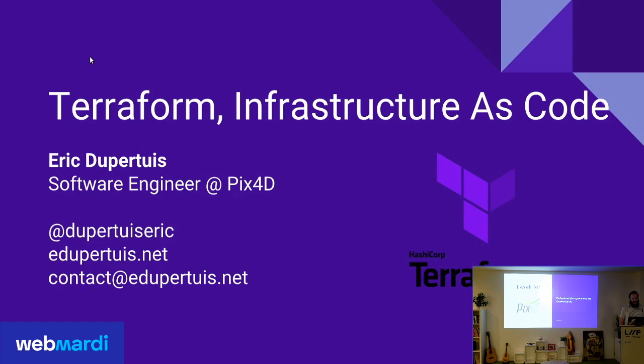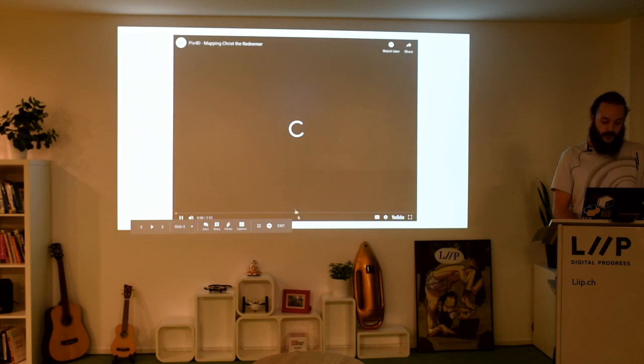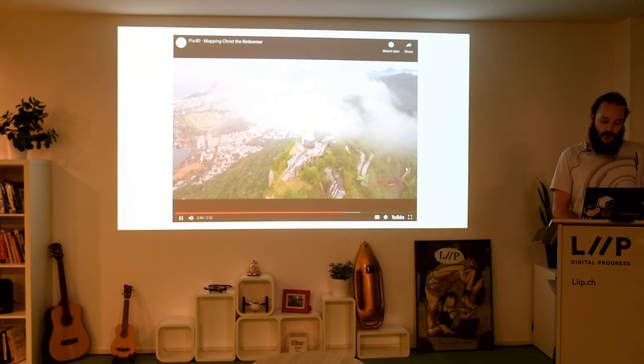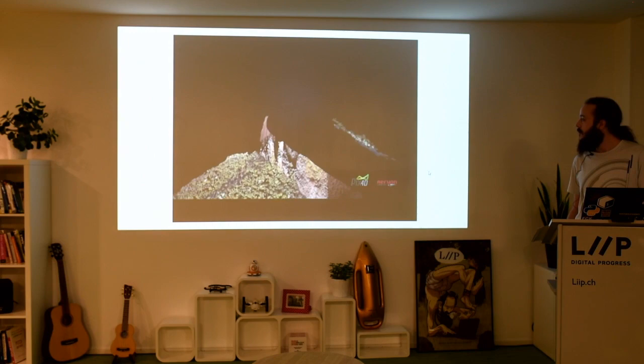All right, so, photogrammetry. A quick example, just for the demo: you can take your drone, fly around Christ the Redeemer in Rio, take some nice shots, put them through a software, and get a 3D model. So that's what we can do with photogrammetry.